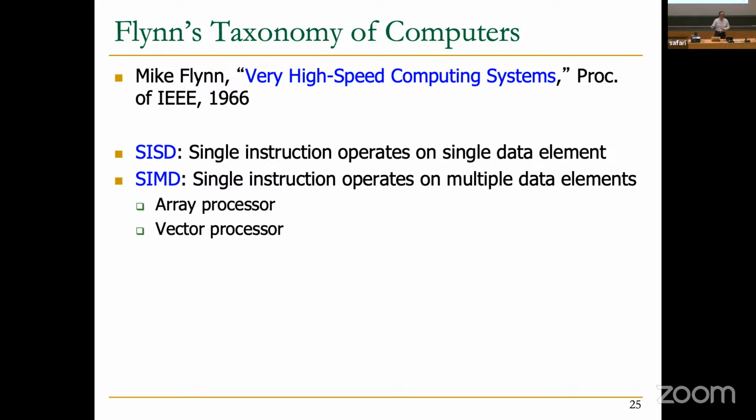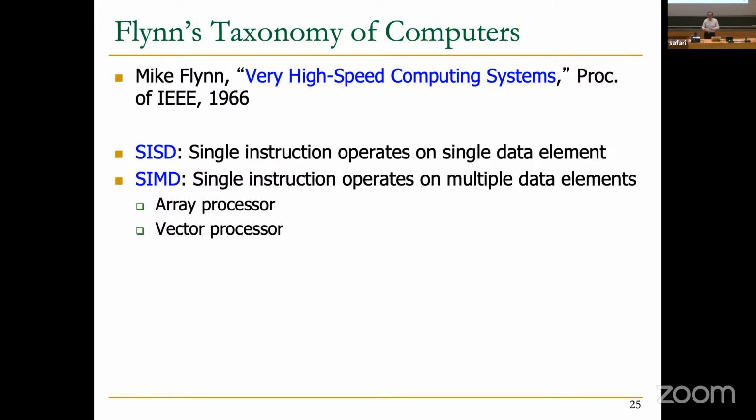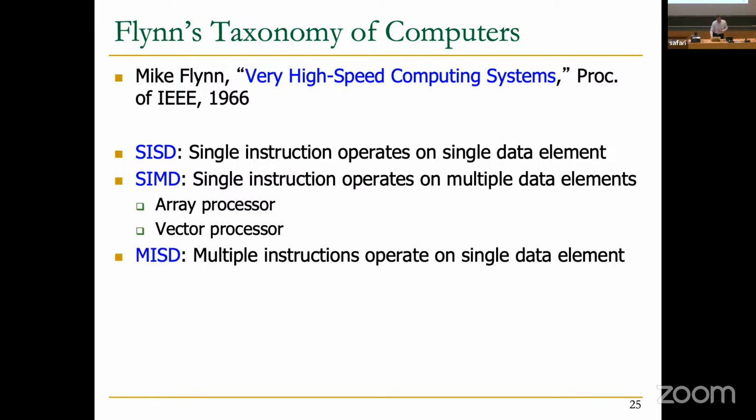And there are 2 types of these, array processors and vector processors. This is a distinction of a purist, and we're going to see the distinction. An array processor does the same operation on different elements at the same time, across different elements. A vector processor does the same operation on different elements across time, essentially.